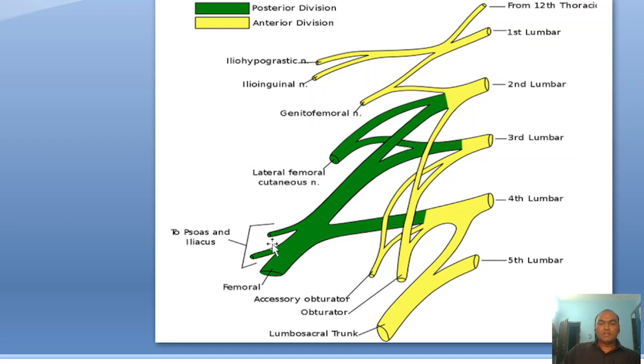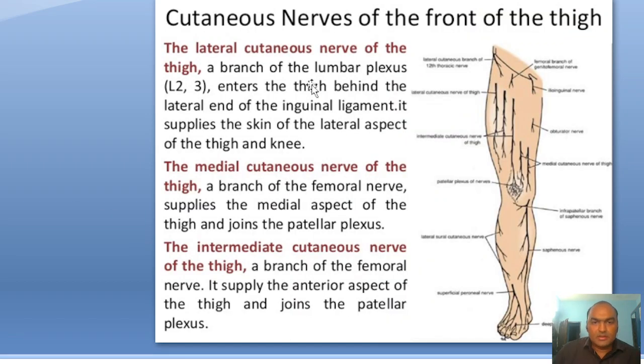So now this is femoral nerve. This is obturator nerve. So these are the nerves formed by the lumbar plexus. So in the front of thigh, we see the femoral nerve, and in the medial compartment we see the obturator nerve. So let us start with cutaneous nerves.